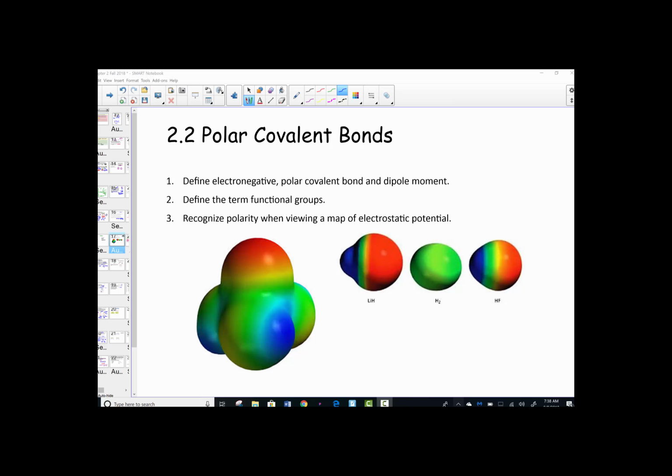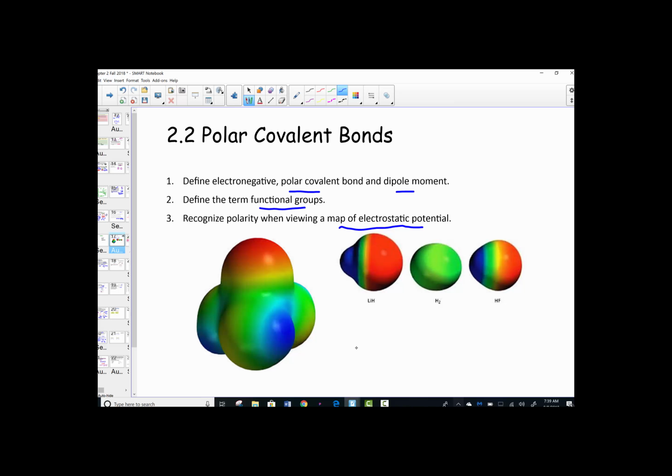In our second section of Chapter 2, Organic Chemistry, we're going to look at polar covalent bonds and the distribution of the electrons over the entire molecule, as well as in between two atoms sharing a pair of electrons. So we'll revisit the term electronegative. From there, we'll talk about polar covalent bonds and a dipole moment. We'll define the term functional group in preparation for your group work, and then recognize the polarity when we look at something known as an electrostatic potential, such as these models right here on our page.